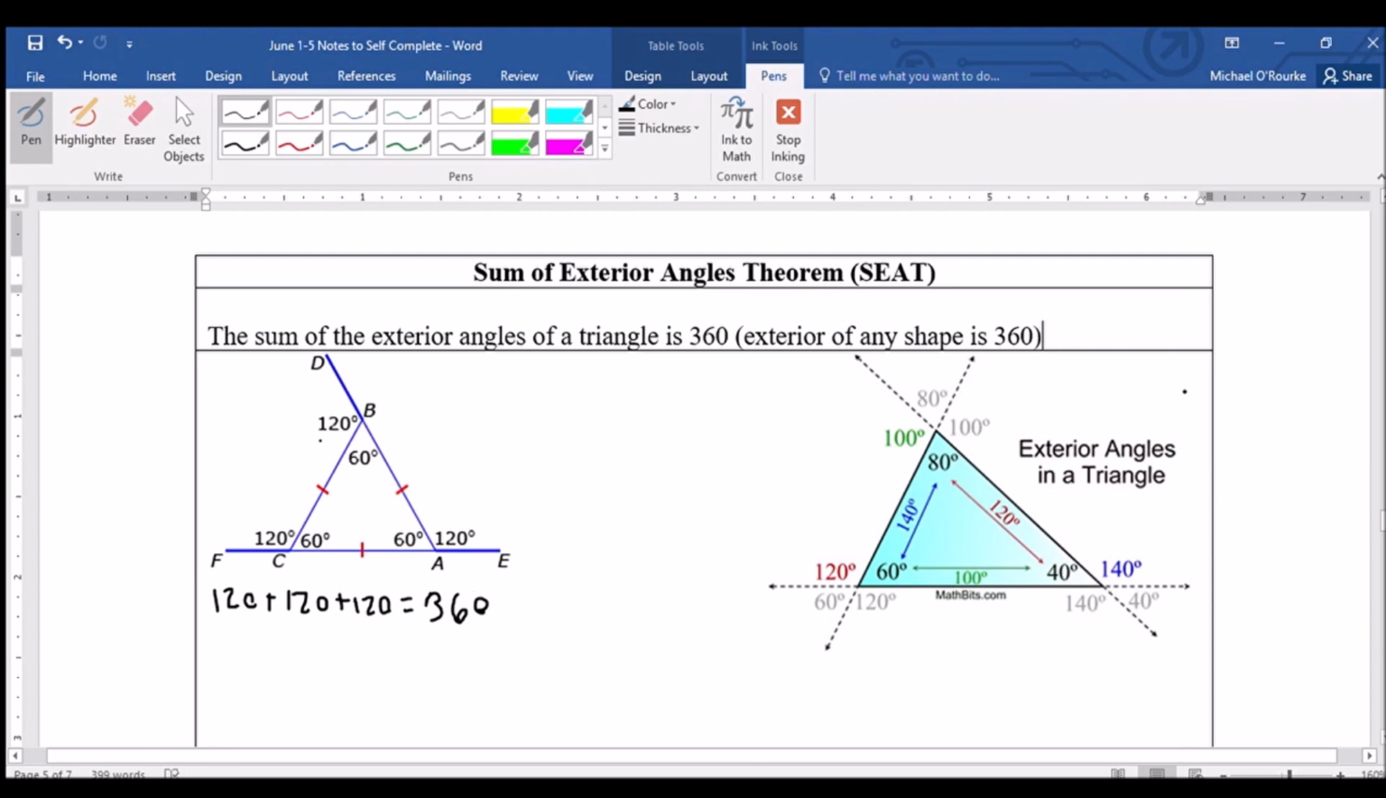Okay. And if we shift it around here, 60, 80, 40, right? We're going to get 120, 100, and 140. If you add those up, 120 plus 100 plus 140 equals 360. So the exterior angles of any triangle are going to equal 360. Okay.